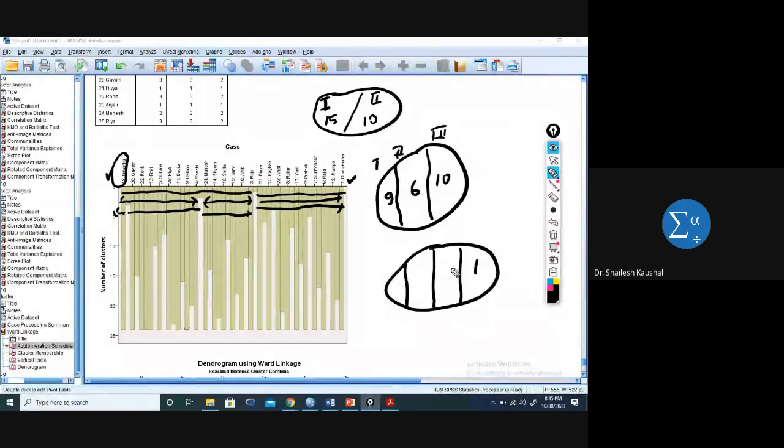Okay, and 8, and here 6, and 10 people. Okay, so through this graph we can divide our heterogeneous market into homogeneous clusters.